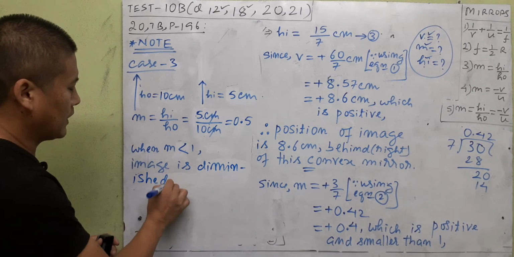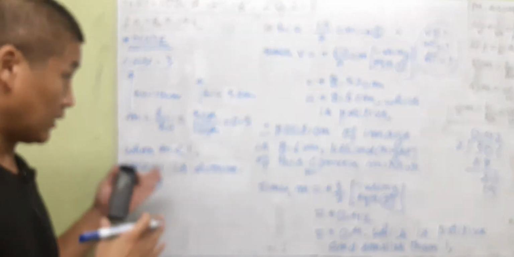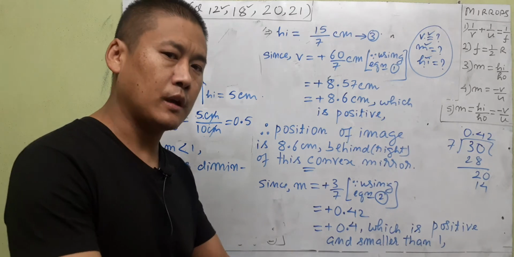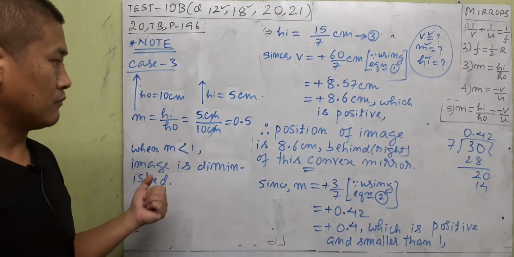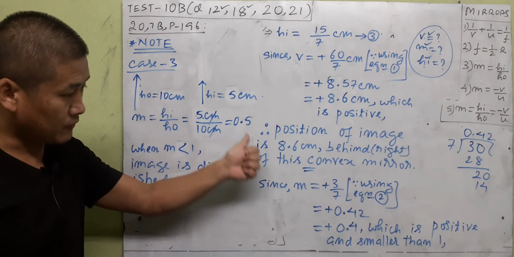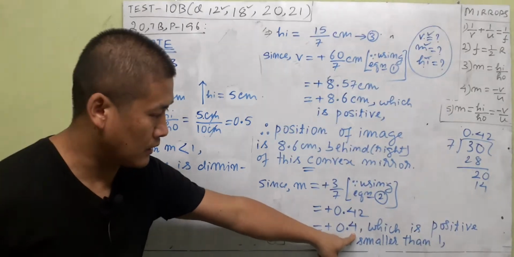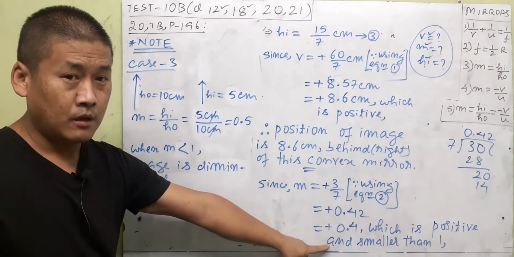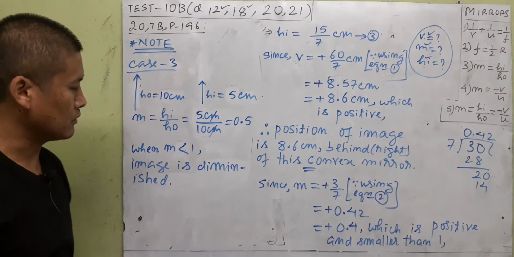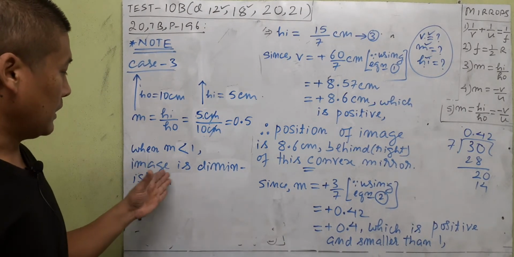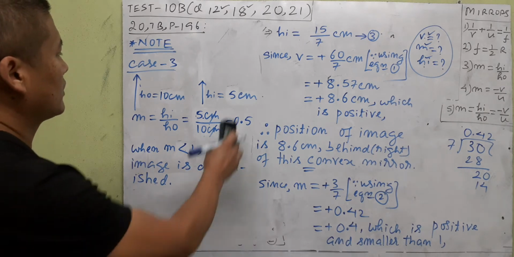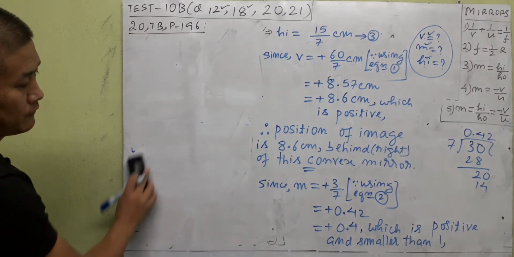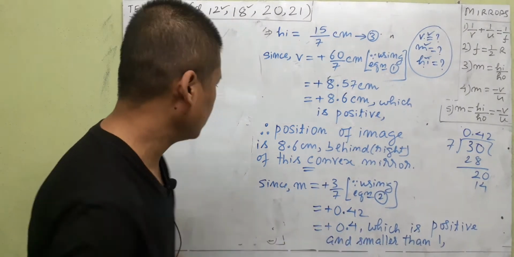So remember that M equal to 1, image and object size are equal. M greater than 1, the image is magnified. M less than 1, see 0.5, and this also now 0.4, our answer. Less than 1, so the nature of our image will be diminished, right? So less than 1 means the image is diminished. So let us use that knowledge now to tell the nature, M equal to 0.4, which is smaller than 1.